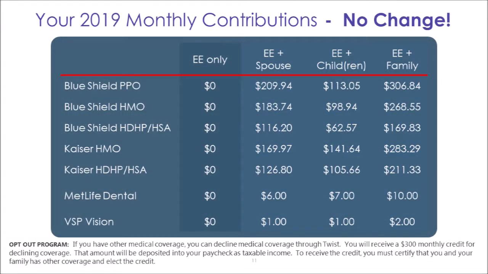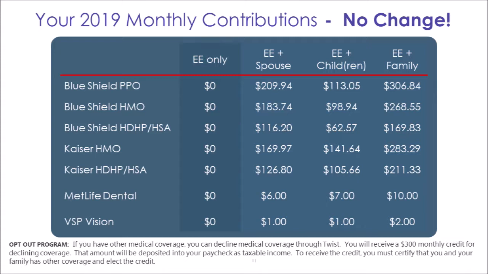Here are the 2019 monthly contributions. Please note they will be effective 1/1/2019 to 12/31/2019 and are deducted on a pre-tax basis. If you are enrolling a domestic partner, deductions for their portion of premium will be post-tax and imputed income will apply.